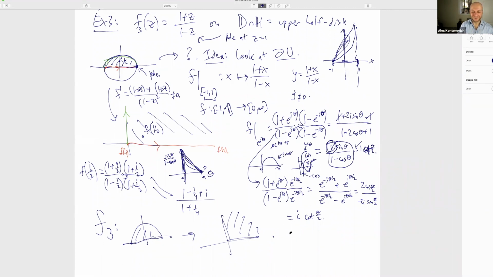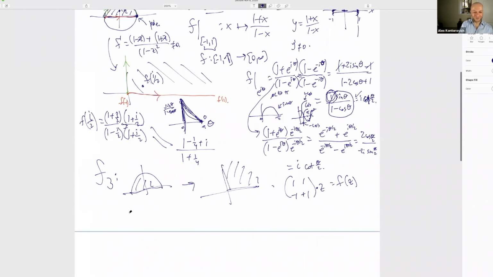And so the function, if we think about it as a fractional linear transformation, is this. So this is f of z. It's z plus 1 over negative z plus 1. And so the inverse is very simple.